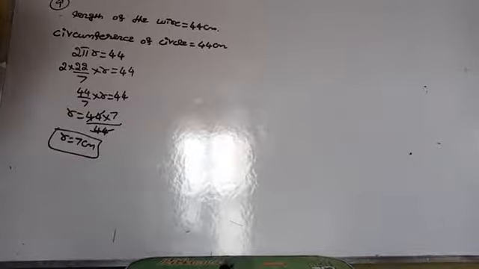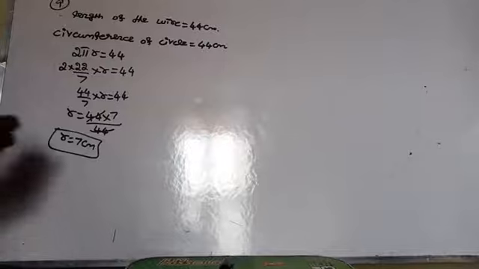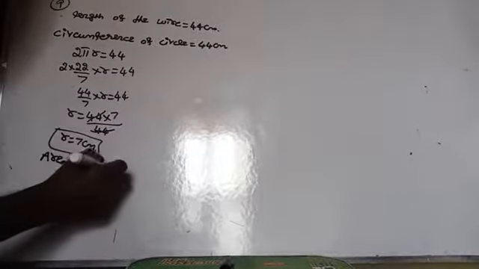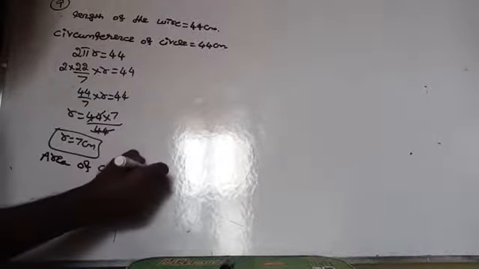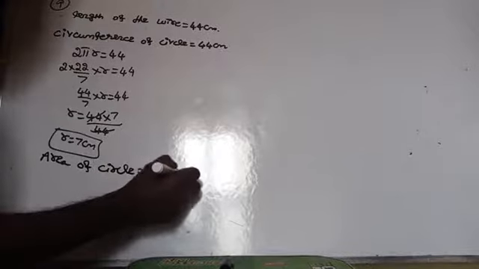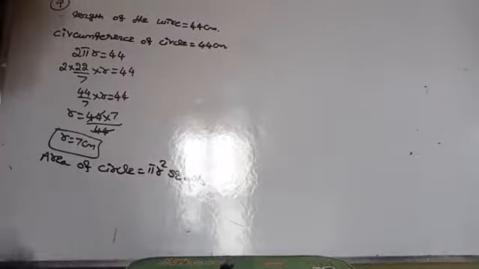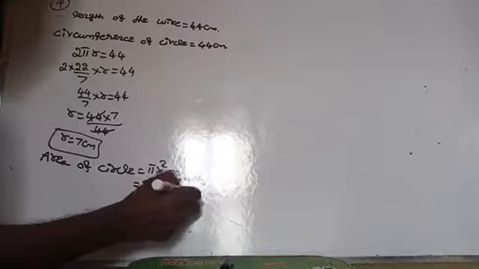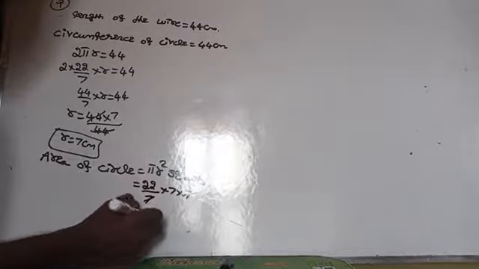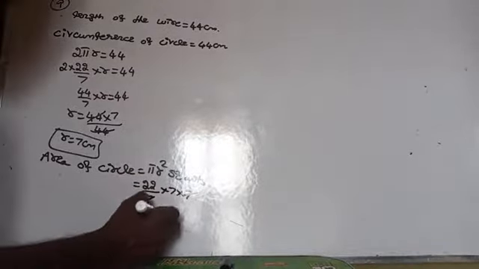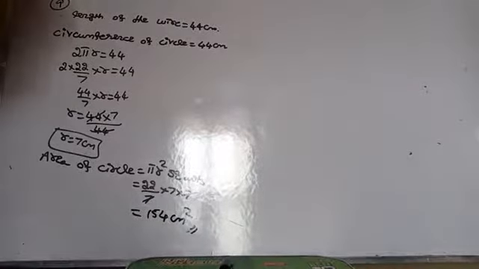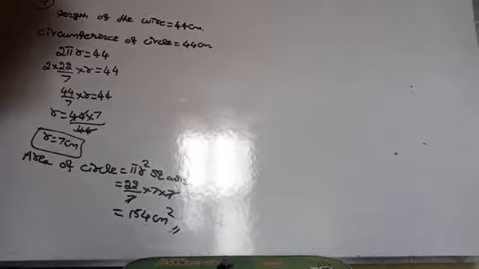So they asked us to also find its area. Area of a circle is nothing but pi r square. Area of circle is pi r square units. So the value of pi is what? 22 by 7. Radius is 7. 7 cancel. 22 into 7 is 154 centimeter square. 154 centimeter square is the area of the circle. Am I right here?